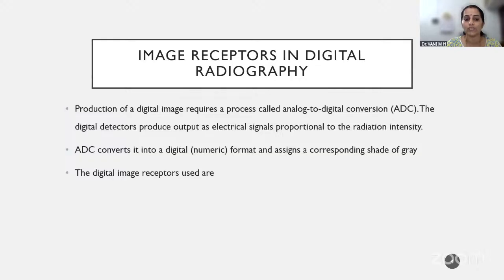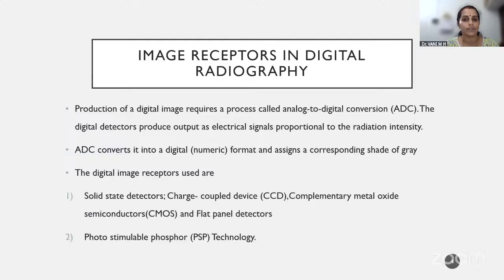The digital image receptors, you all know, are broadly classified into solid state detectors and photostimulable phosphor technology. Under solid state detectors, we have charge coupled device, complementary metal oxide semiconductors, and flat panel detectors.